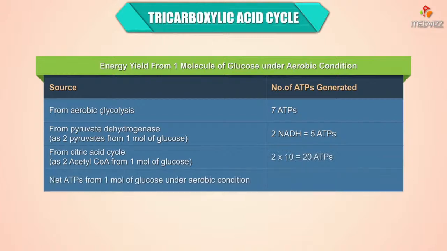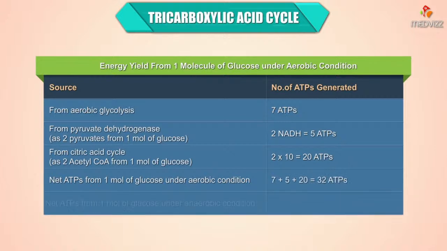Net ATPs from one molecule of glucose under aerobic condition. It is 7 plus 5 plus 20, which is 32 ATPs. Net ATPs from one molecule of glucose under anaerobic condition. It is 4 minus 2, which is 2 ATPs.